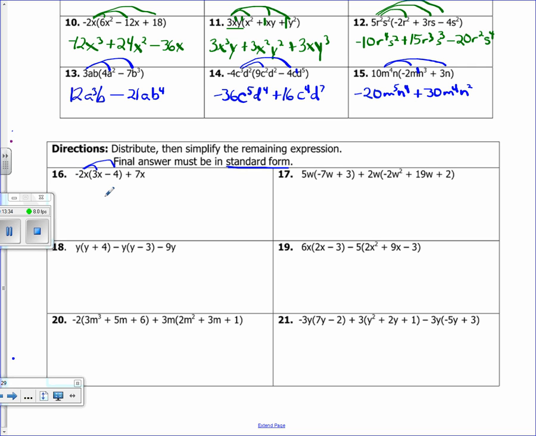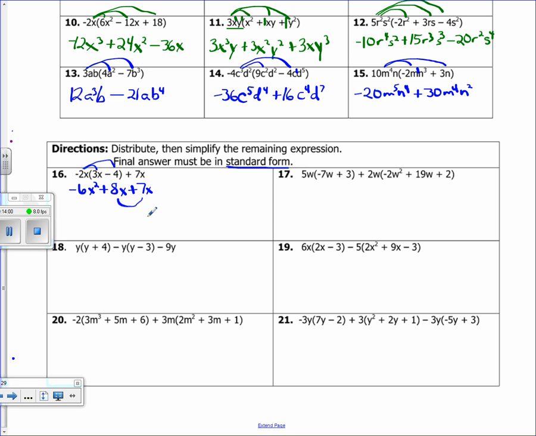Remember we're distributing a negative, so be careful there. Negative 2 times 3 is negative 6. And then x times x is x squared. Negative times negative is going to be a positive, and that's going to be 2 times 4 is 8x, just 1x. Now we still have this plus 7x, so I'm going to write it in. Plus 7x.